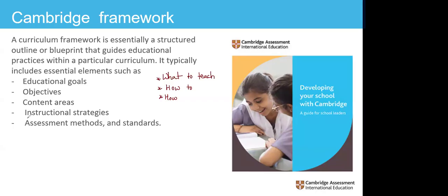So a curriculum framework contains the education goals, the objectives, the content areas, the strategies, and then the assessment methods and the standards that we follow when we are delivering this curriculum. The curriculum framework for the Cambridge can be obtained from Google or from online platforms, but also if you have a school portal, you'll be able to access it, and it gives you the details why we teach this curriculum, how we are supposed to teach it, what the reasons are behind each and every subject that you teach at your school, and how you are supposed to assess and report the achievement of the learner.